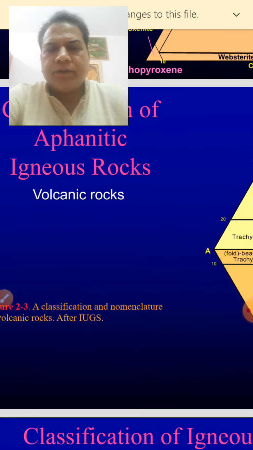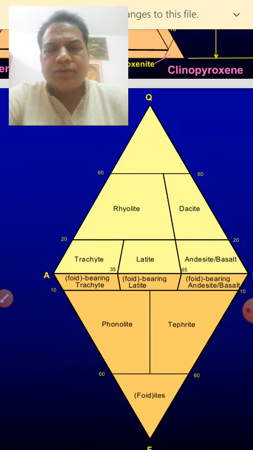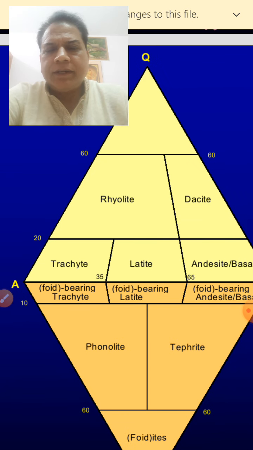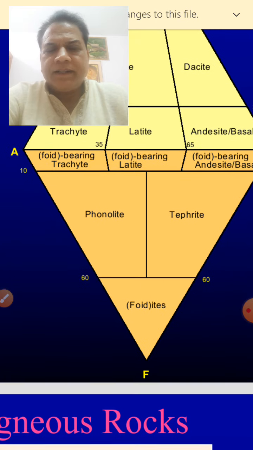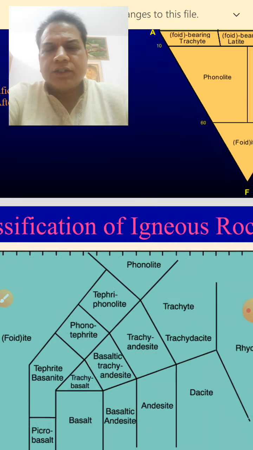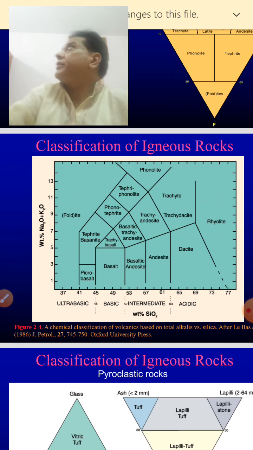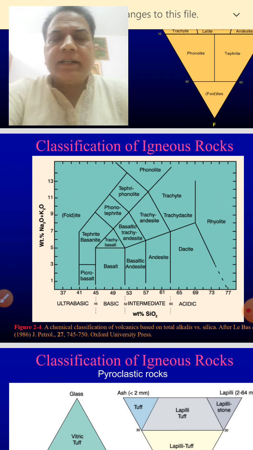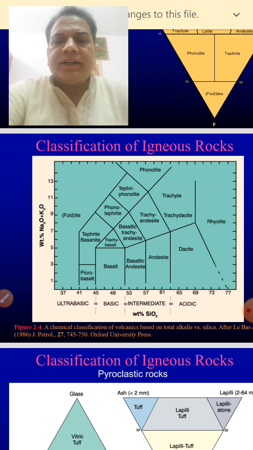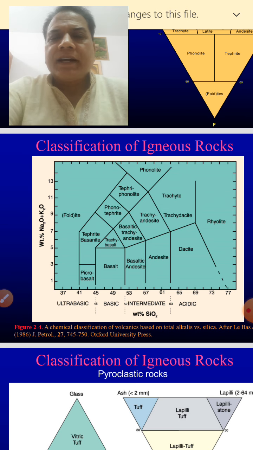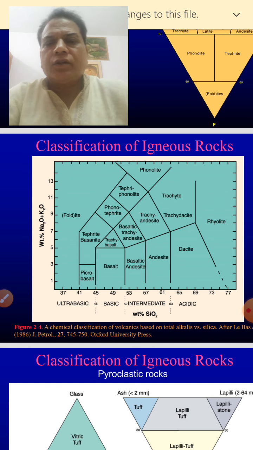Then silica aphanitic igneous rocks. Aphanitic means this is for the volcanic rocks, same QAPF diagrams. The better one for your volcanic igneous rocks is the TAS diagram. This is because in volcanic rocks it is difficult to identify the grain size, not grain size but the actual minerals, right?